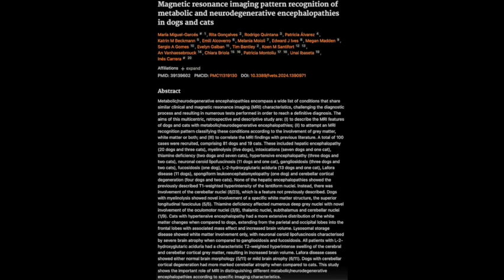Exactly. And that is why this recent research from Frontiers in Veterinary Science caught my eye. Ooh, good journal. It is. It's titled Magnetic Resonance Imaging Pattern Recognition of Metabolic and Neurodegenerative Encephalopathies in Dogs and Cats. I like the title. Straight to the point. Published in July 2024. It dives deep into, like you said, how they can look similar on MRI. So how do we use those MRI patterns to better tell them apart?